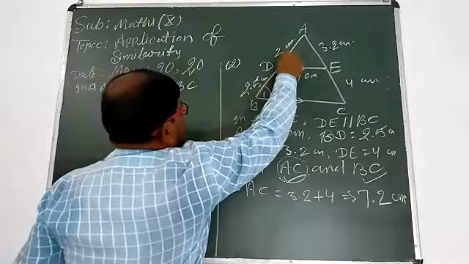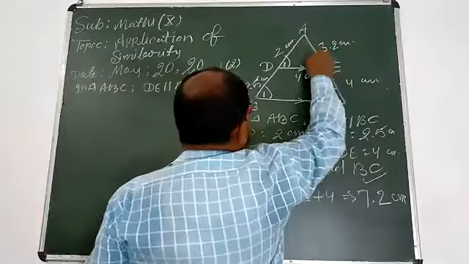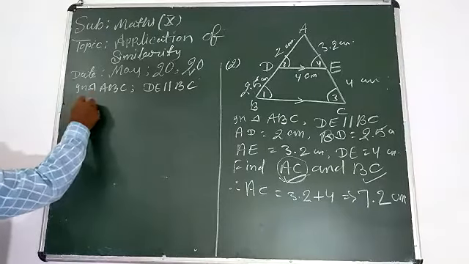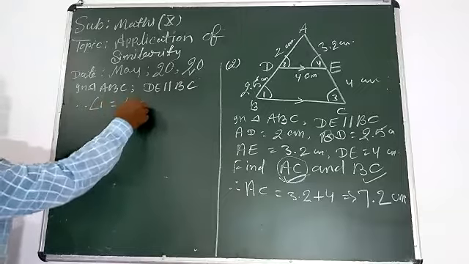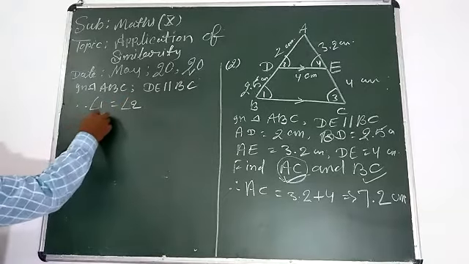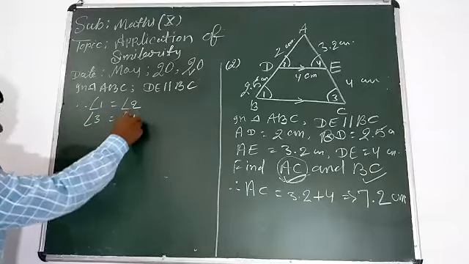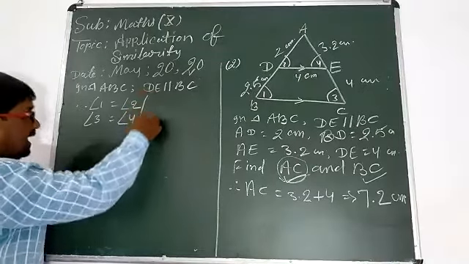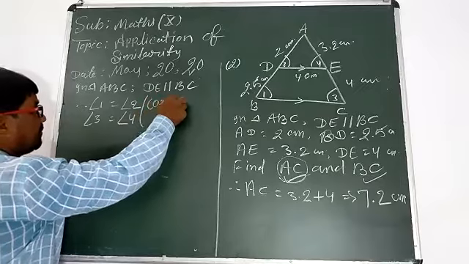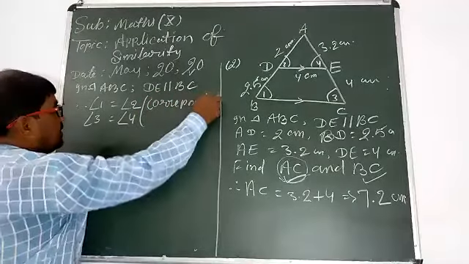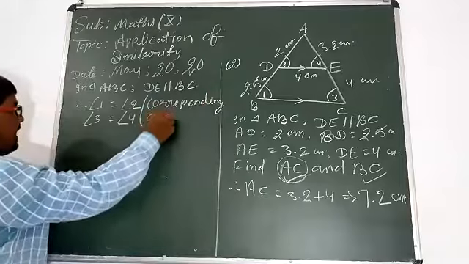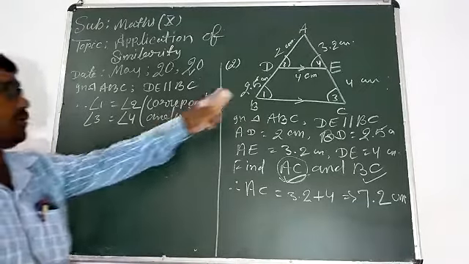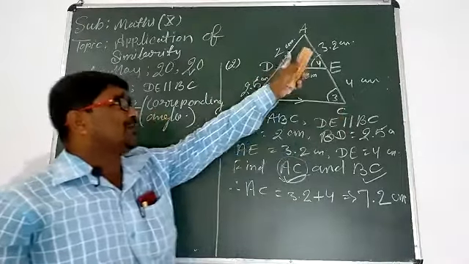This is angle 1, that is angle 2, this is angle 3, that is angle 4. So angle 1 equals angle 2, and angle 3 equals angle 4, by the corresponding angle axiom.